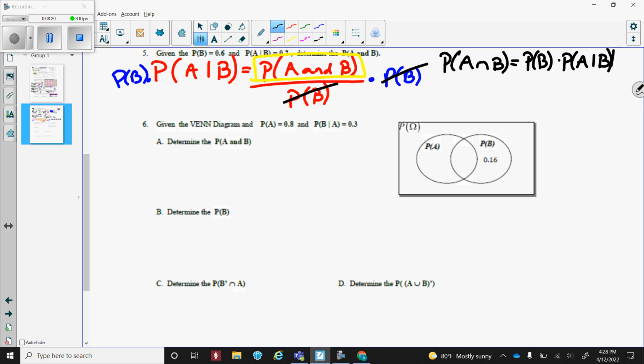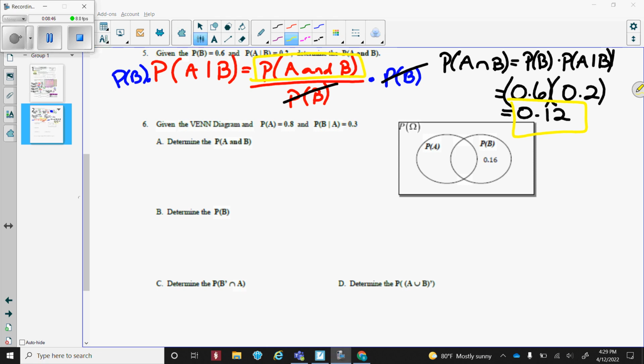From here, just plug in the numbers it tells you. We're told the probability of B is 0.6. We're also told the probability of A given B, and I wrote over it just a little bit with that yellow, but that is 0.2. When I multiply that, we end up with 0.12 as our final answer.